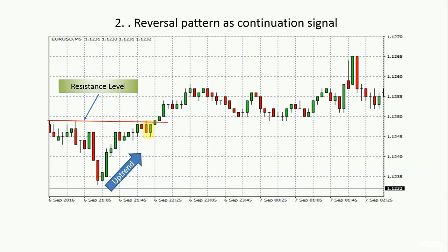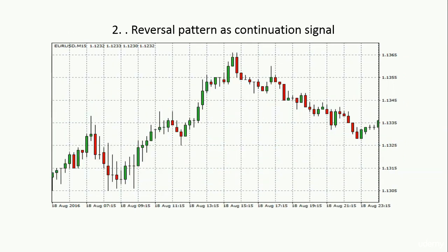In this pullback, there is a perfect 2-bar reversal setup, which will be discussed in more detail later in this course. This reversal pattern acts here as a bull trend continuation signal for a buy trade with low risk, because of the high probability that the first attempt to reverse this trend would fail.